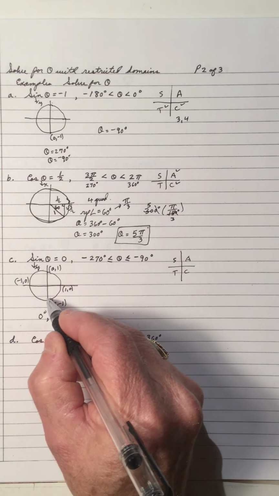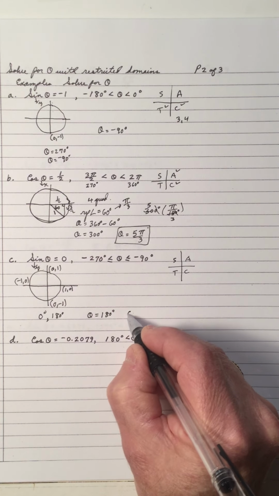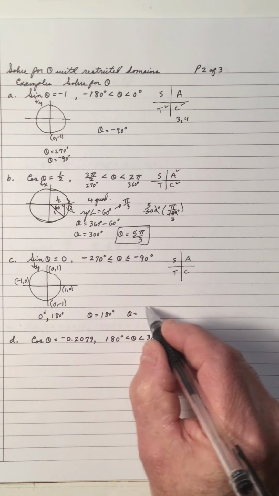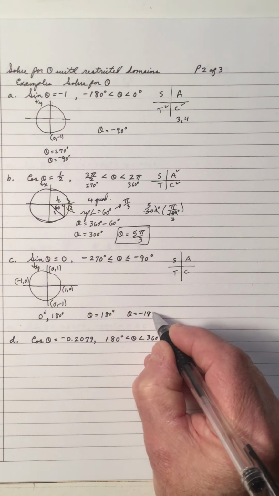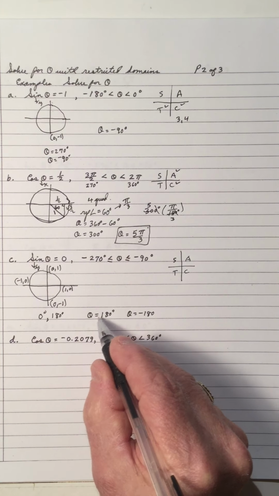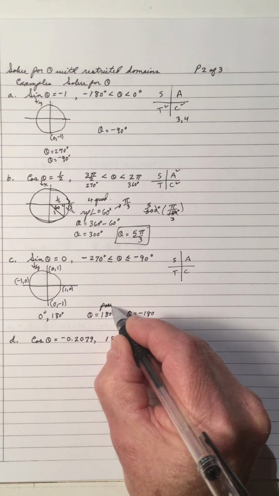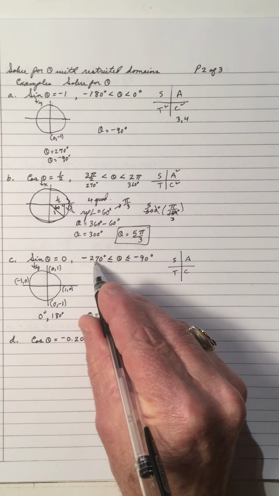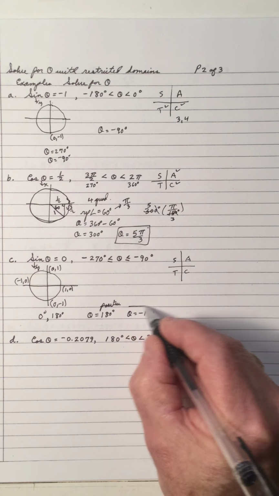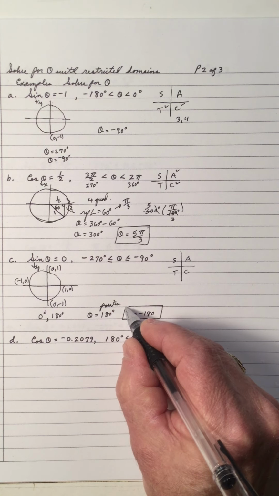So 0 is not right. So theta is 180 degrees is the one we're going to pick. But it has to be negative. So it has to be a negative 180. So the answer could be that 180 would be the positive one, but we want the negative one. So the answer is negative 180 degrees.